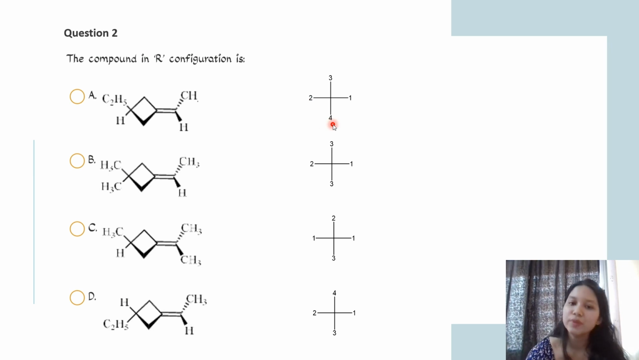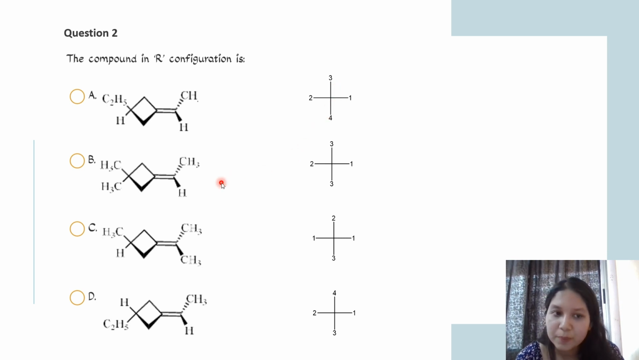And now we will move in a direction from 1, 2, 3 and so on. So let's move 1, 2, 3. You can see that we are moving in a clockwise direction. Okay. So we have this molecule as R configuration.